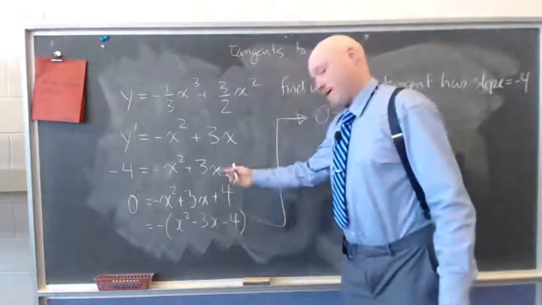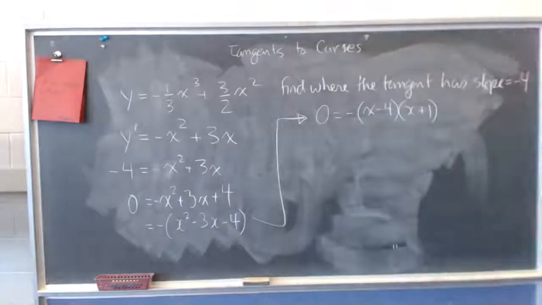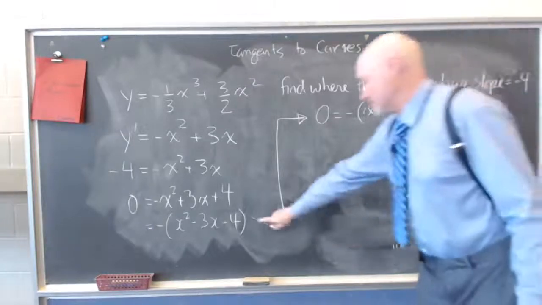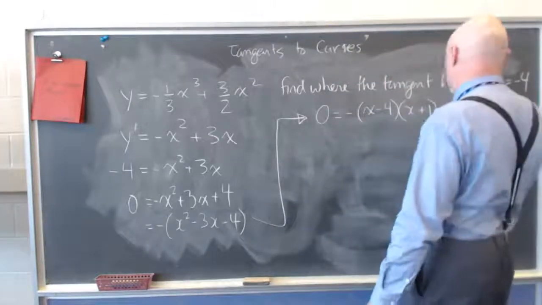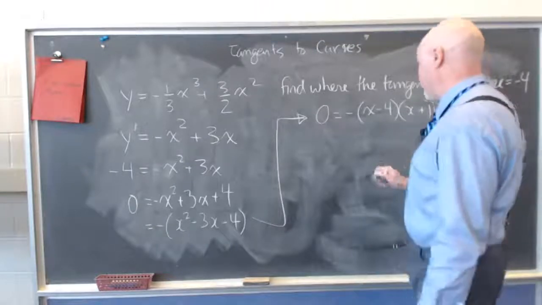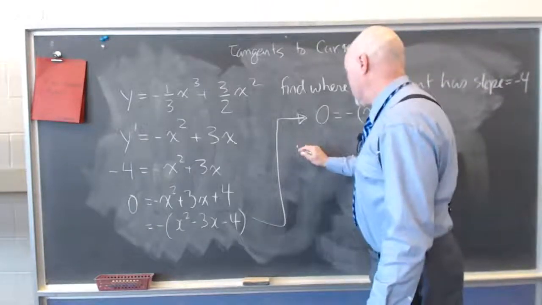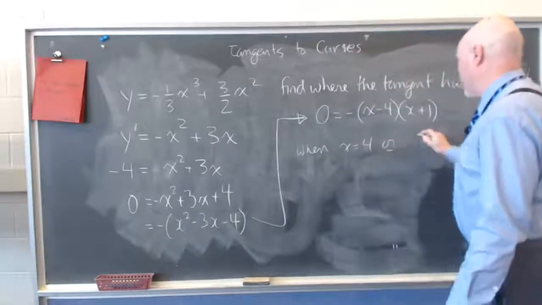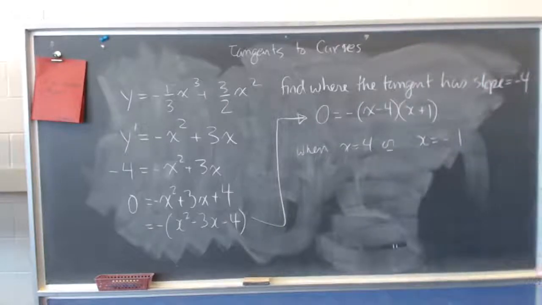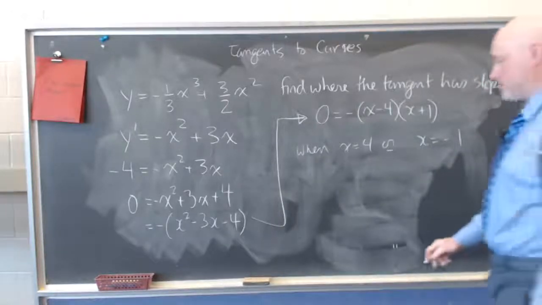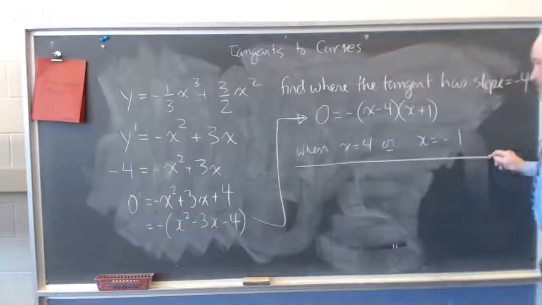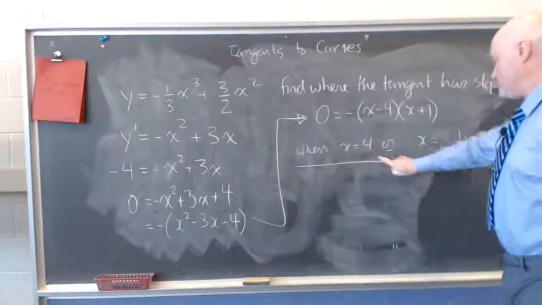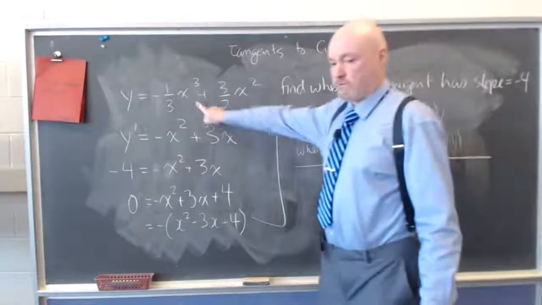So two numbers that have a product of -4 and a sum of -3. So -4, +1. If I expand that, I'm going to get the same answer here. And so the tangent has slope of -4 when x is equal to 4 or when x is equal to -1. Okay, I'm not going to do it here. But basically, if you wanted to find the complete points, you could find the y coordinates just by plugging those x's back into that equation.